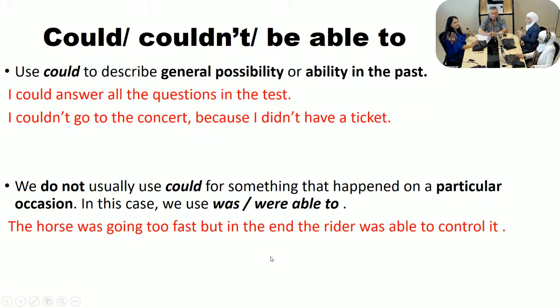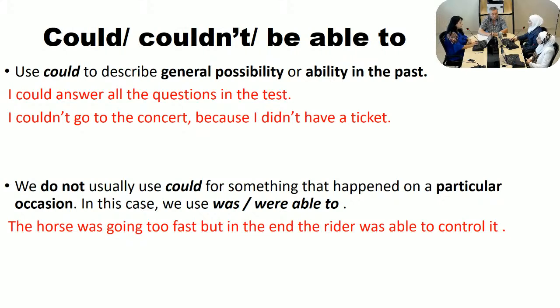Miss Nasreen, "couldn't" and "be able to". This is again Katya's question, in detail. "Could" is the past of the modal "can", and we use "could" to describe general possibility or ability in the past. Like, I could answer all the questions in the test. Here "could" expresses ability. I couldn't go to the concert because I didn't have a ticket. Here it expresses possibility.